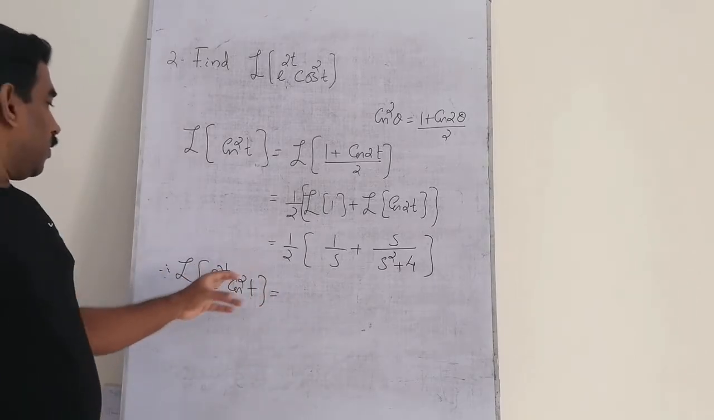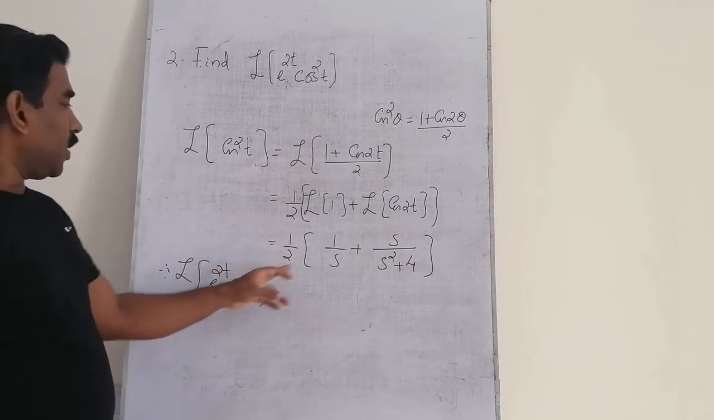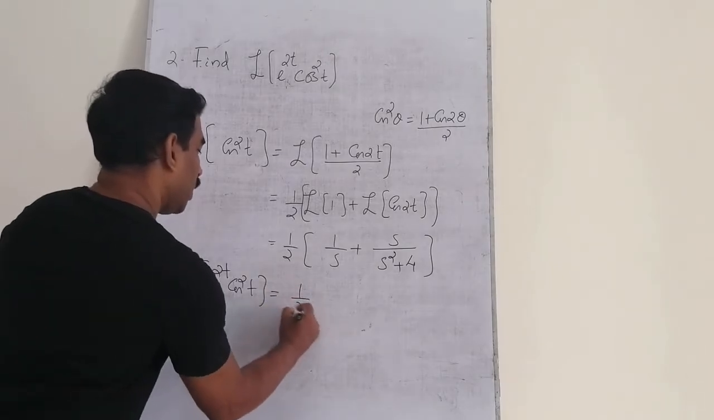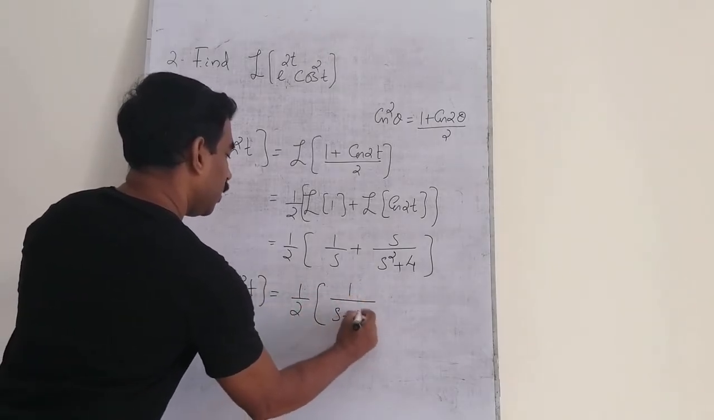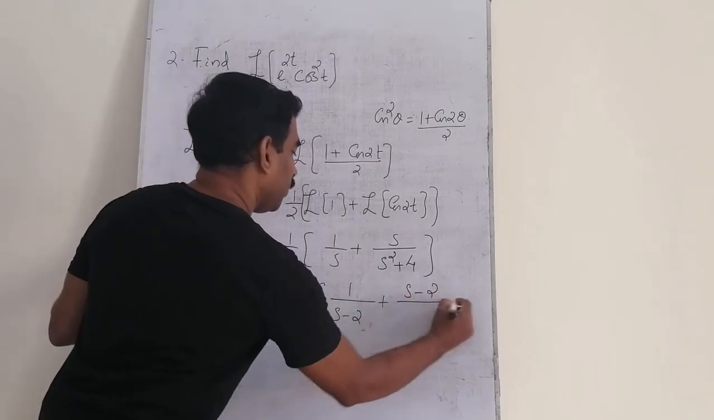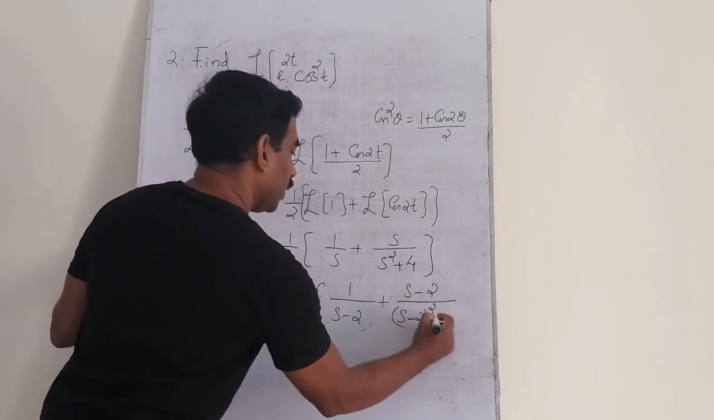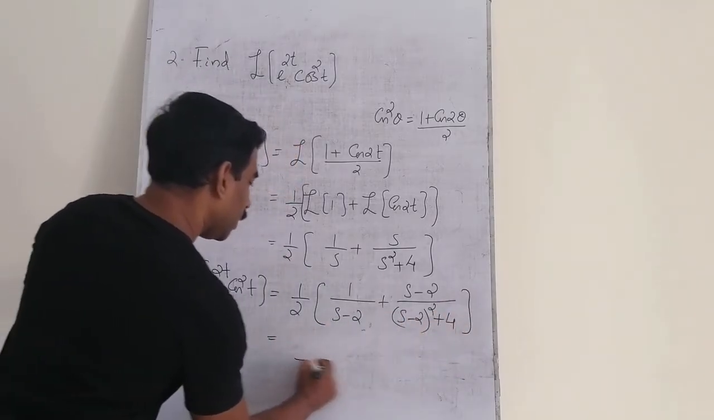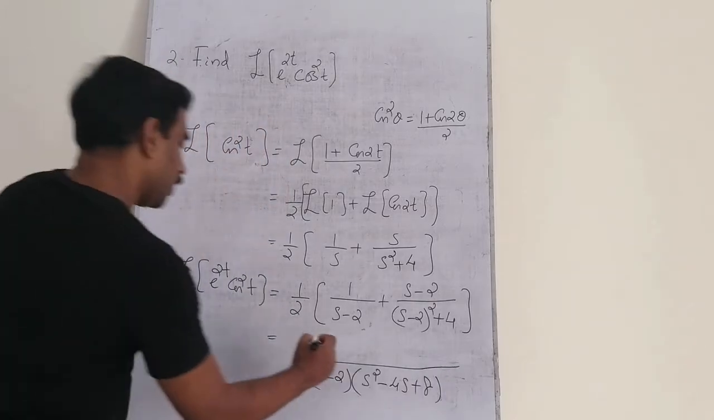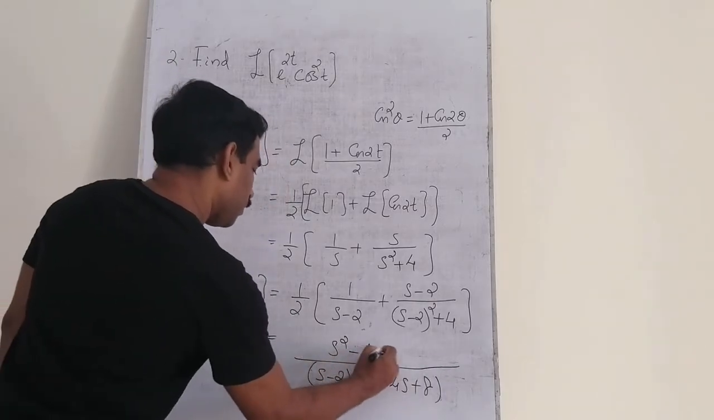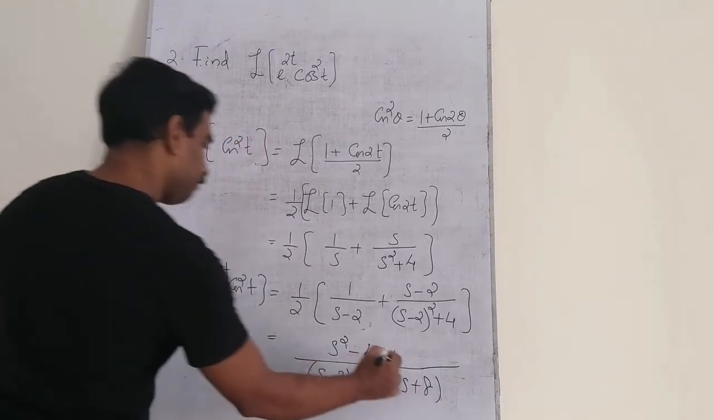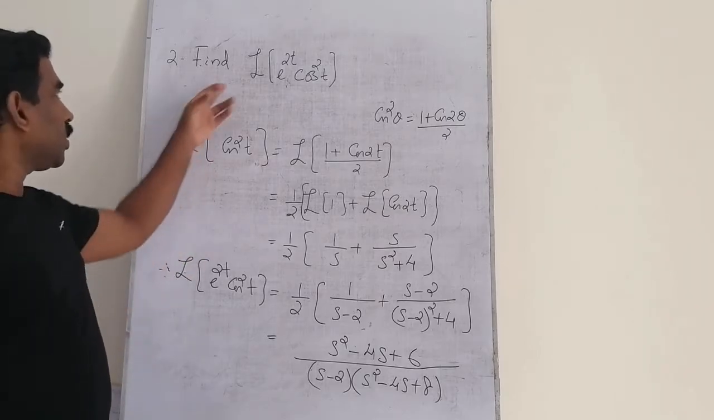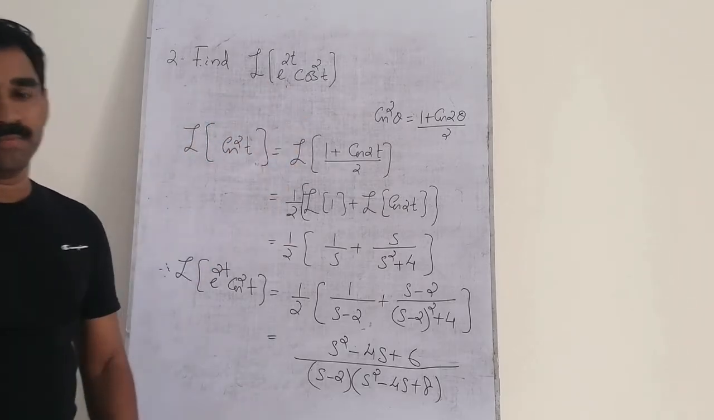So what happens? Applying the first shifting property, every s goes to s minus a, that is s minus 2. So this is half of 1 by (s minus 2) plus (s minus 2) divided by ((s minus 2)² plus 4). Taking LCM and simplifying this expression, we get (s² minus 4s plus 6) in the numerator. So this is Laplace transform of e^(2t) cos² t.